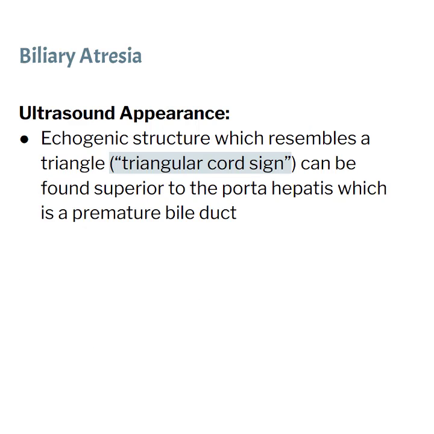On ultrasound, the biggest thing you need to take away from biliary atresia is that there's something called the triangular cord sign, and this is found just superior to the porta hepatis. And what this represents is kind of a rudimentary or a premature blob of tissue that was supposed to be the bile duct. So if you think of biliary atresia, has that A, kind of looks like a triangle, try to remember that goes along with the triangular cord sign.